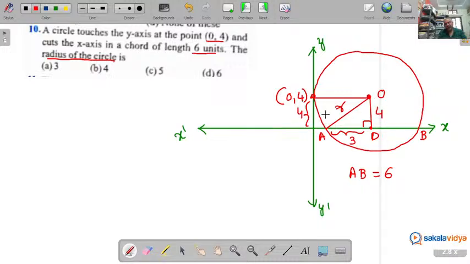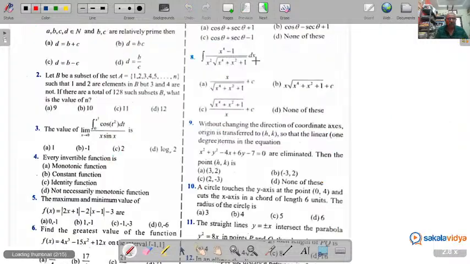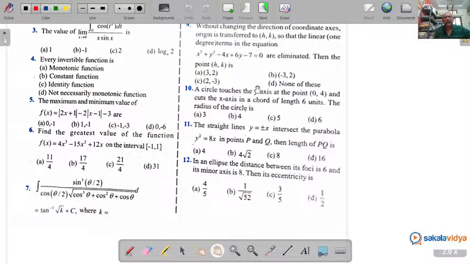So this is also 4 units. 3, 4, 5, Pythagorean triplet. So using Pythagoras theorem, R square is equal to 3 square plus 4 square. This is 9 plus 16, so 25. Radius of the circle R is equal to root 25. So answer is 5 units. So C is the right option. Okay, 10th question completed. Let us move to next 11th question.